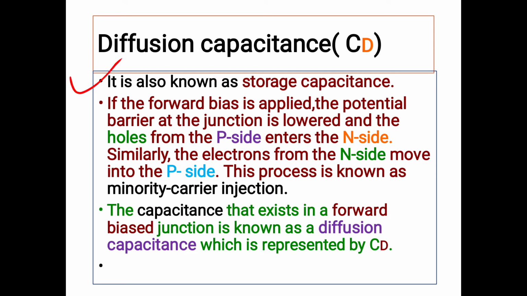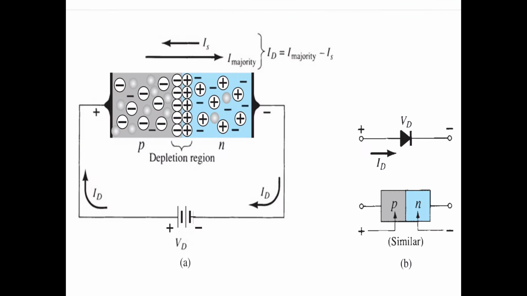The first point is that the diffusion capacitance is also known as storage capacitance. You need to remember this point. If the forward bias is applied, the potential barrier at the junction is lowered. You can see from this figure, this is our forward biased PN junction diode and we have applied forward biasing here, and in this case the depletion width is very small. This is the depletion width.